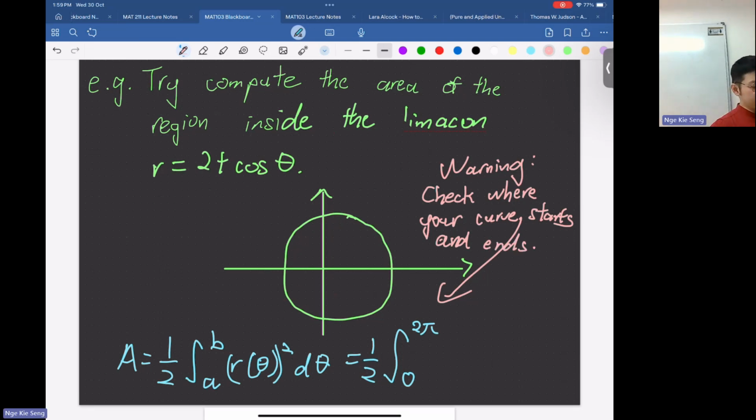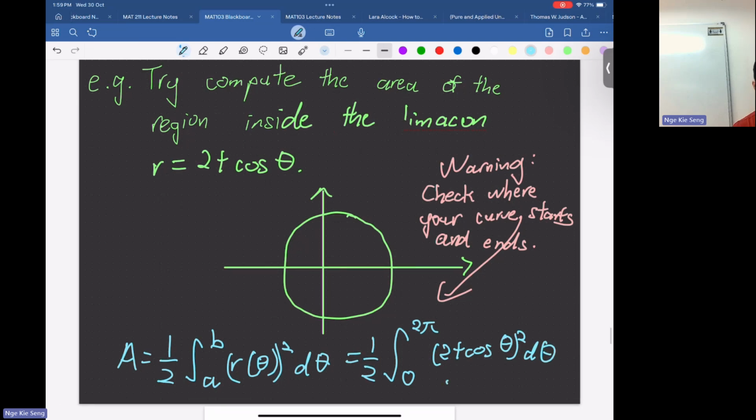Okay, so in this case here, you need the whole 0 to 2 pi, but it's just to integrate (2 plus cos theta) squared d theta. If you go through this calculation here, you get 9 over 2 pi. So actually there are a few ways to compute this area.